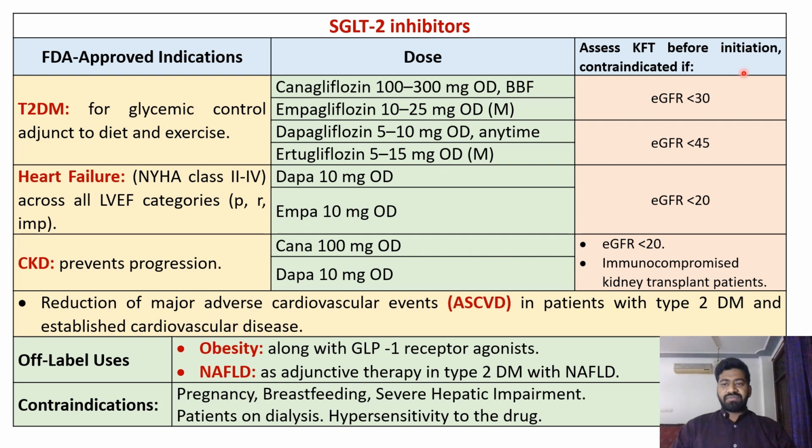We need to assess the KFT before initiation, and they are contraindicated if eGFR is less than 30 or 45 for glycemic control, and eGFR less than 20 for heart failure and CKD patients. They are also contraindicated in immunocompromised patients and kidney transplant patients. Other contraindications include pregnancy, breastfeeding, severe hepatic impairment, patients on dialysis, and hypersensitivity to the drug.